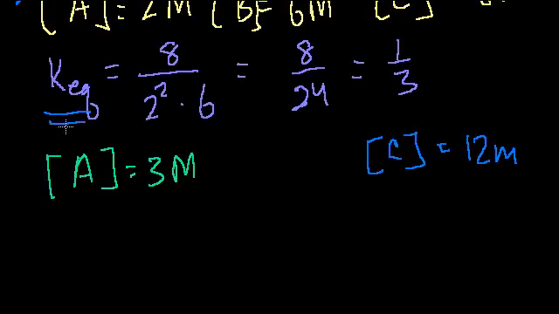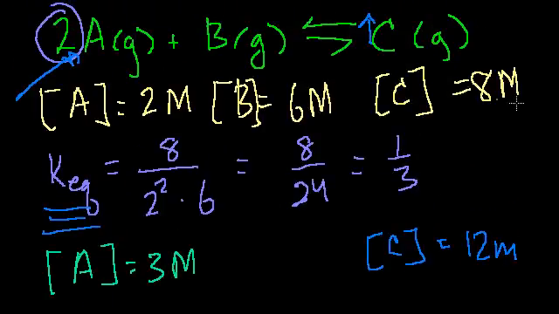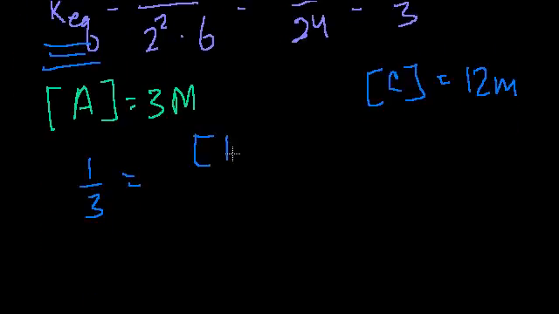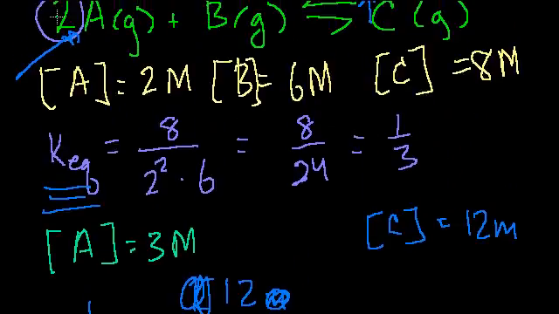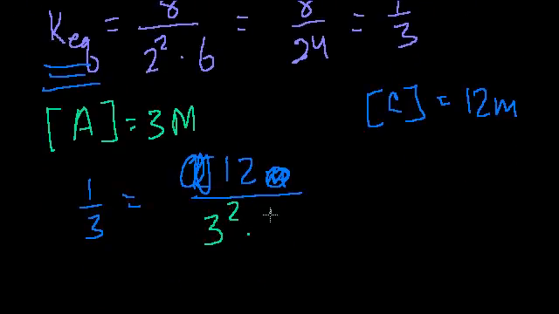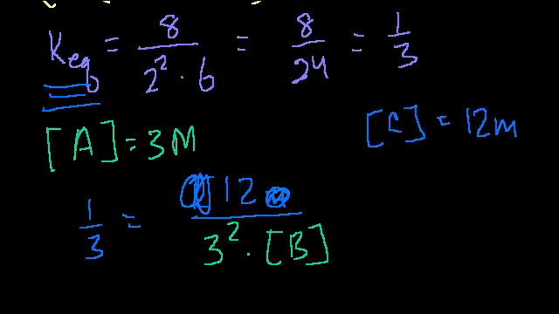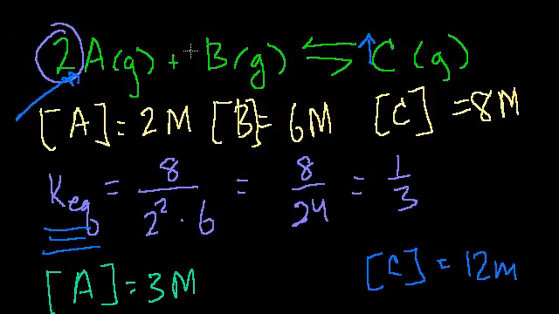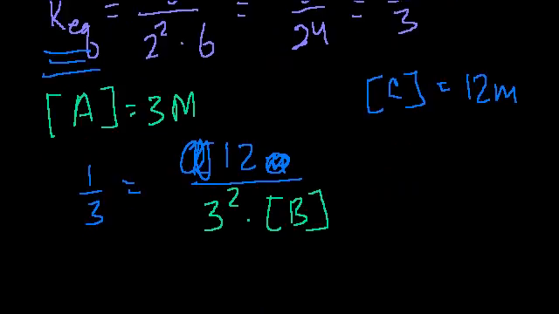So remember, the equilibrium constant stays constant. So our equilibrium constant is now going to be equal to the concentration of C. That was the reaction. So it's 12 molar. Oh, whoops, I don't have to write the units here. Divided by our new concentration of A, that's 3. But remember the reaction: the coefficient on A is 2. So it's 3 squared, times the new concentration for B. There's no coefficient here, so I don't have to worry about any exponents. And let's just solve this.